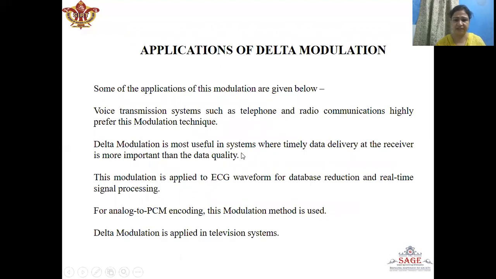Now, applications of the delta modulation system. Voice transmission systems such as television, telephone and radio communication highly prefer the delta modulation technique. Delta modulation is most useful in systems where timely data delivery at the receiver is more important than the data quality. This modulation scheme is applied to ECG waveforms for database reduction and real-time signal processing. Delta modulation is applied in television systems. For analog to PCM encoding, this delta modulation method is the appropriate method.